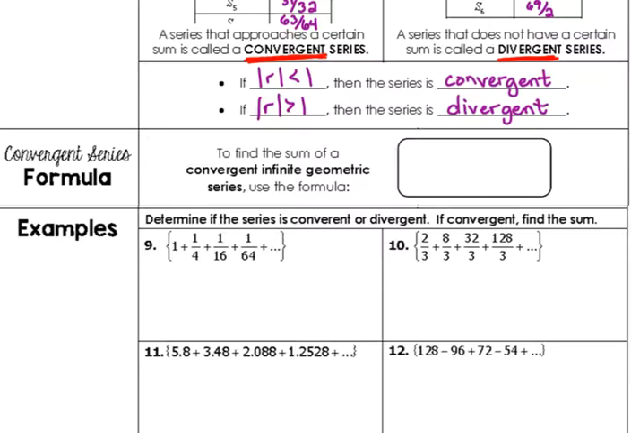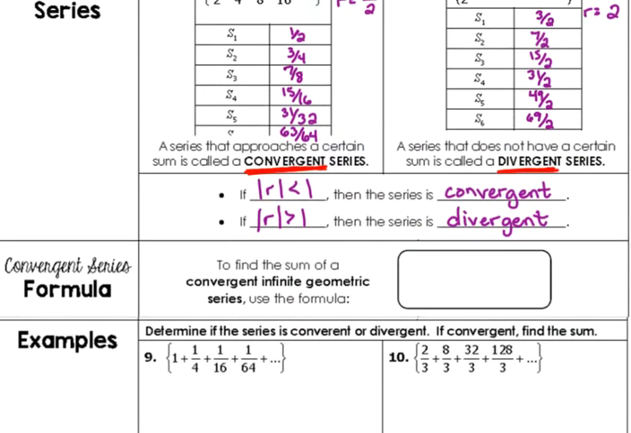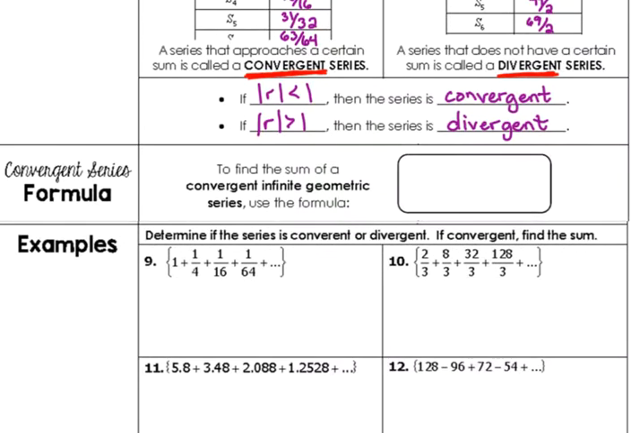Like we were seeing with that other one, we can keep going as long as we want to, but we're just going to keep getting closer and closer to 1. Doesn't matter how long we count it. So to find the sum of a convergent infinite geometric series, here is the formula. It's a little bit simpler. It's the first term divided by 1 minus the common ratio.